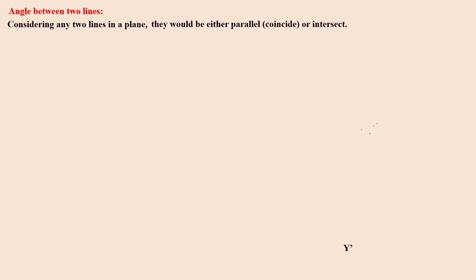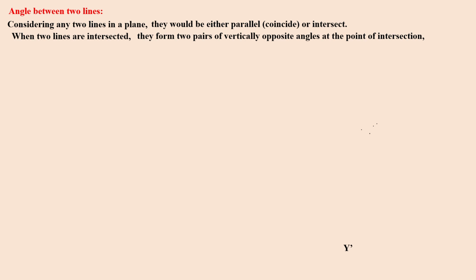Next, angle between two lines. Considering any two lines in a plane, the possibilities are either parallel, or they coincide, or they intersect each other, right? These are the possibilities. When two lines intersect, they form two pairs of vertically opposite angles at the point of intersection, right?